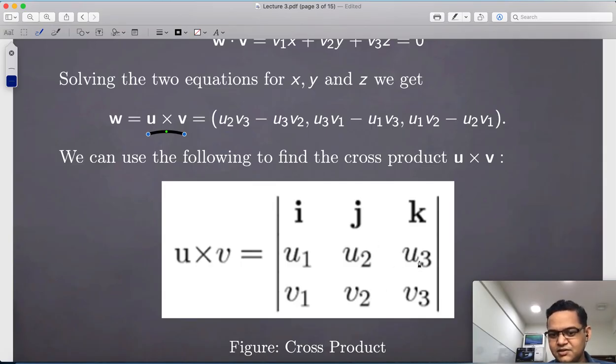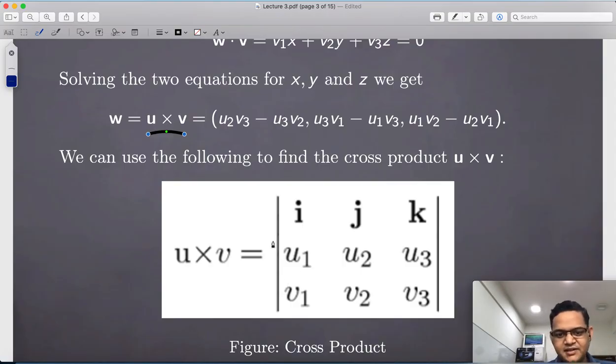Similarly for j, you can do this and then this and this one. Okay, and similarly for k, and this is what you have already written here. So this is basically for convenience, you don't have to memorize any formula, you just have to solve for x, y, and z, the two linear equations. So geometrically, it is a vector which is orthogonal to both u and v.